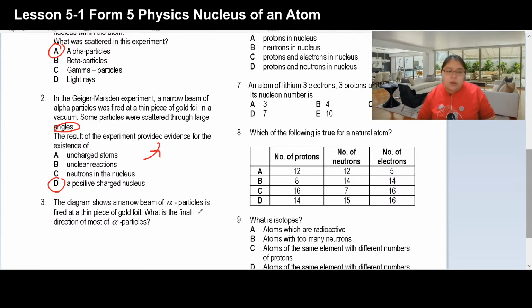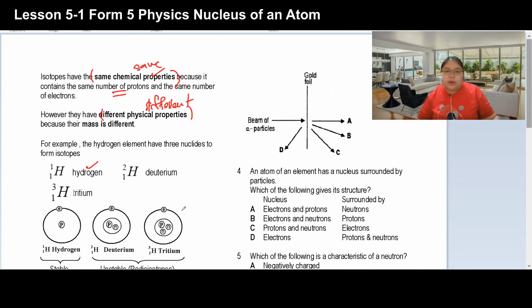What is the final direction of most of the alpha particles? Most of the alpha, where do they go? Okay, we can see most of the alpha. The question asks most. Most will go straight, is it? So your answer is straight. Where's the straight? There's A.